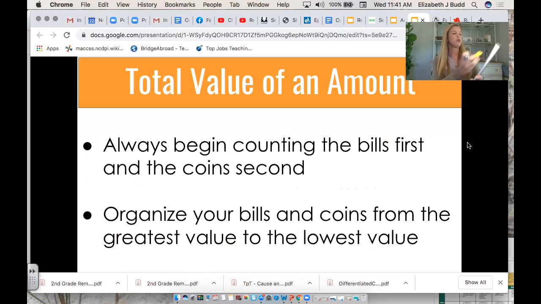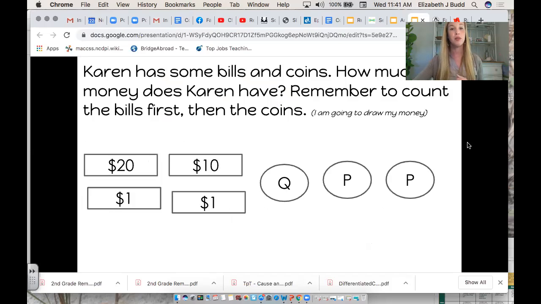All right, so when we count the amounts and put them together, adding the dollars and the cents together, we do it in a certain way. We always begin counting with the bills first and then the coins second. So we find the dollar amount first and then the coin amount second. So you organize your dollar bills and your coins from the greatest to the least, and then you put it all together. So we're going to practice that.